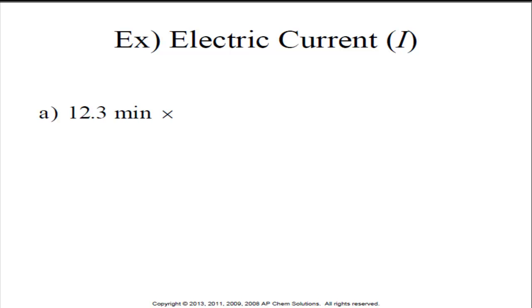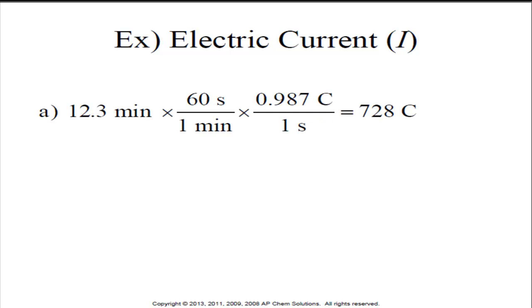So if we start with the minutes that they give us in the problem, we can convert that to seconds. And then we know that our current is 0.987 amps. 1 amp is a coulomb per second if we go back and rearrange our equation. So we can cancel our seconds and we end up with 728 coulombs.